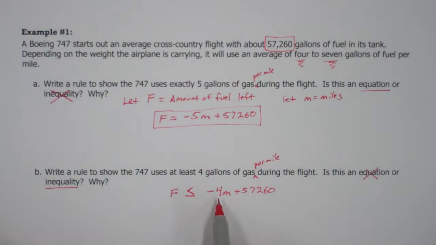So this rate could be a little bit higher, and we know that the fuel left could be lower than this entire possibility right here. This is the least amount of gas that you would use, but if you use more, then you'll have less total fuel. So the fuel could be lower than or equal to that expression here on the right.